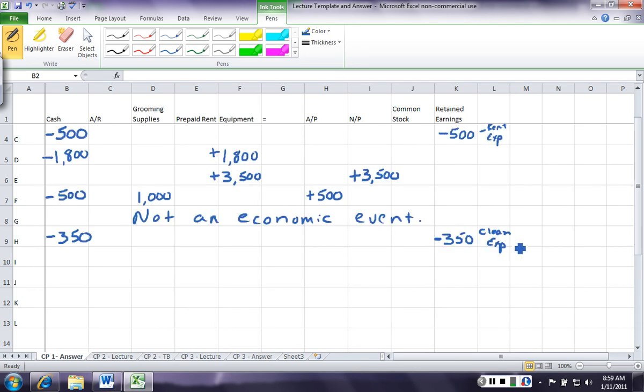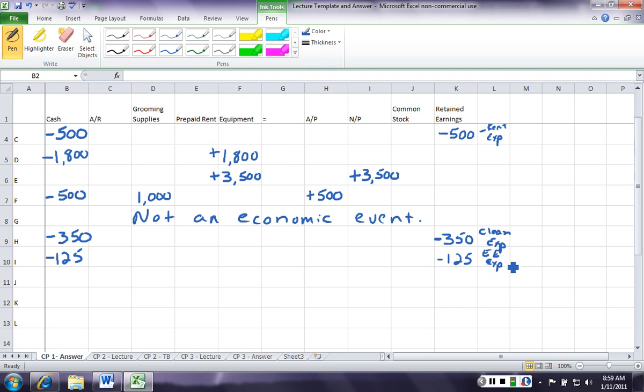Cleaning expense. On November 19th, Carmen is paid, so now you get to pay that employee $125. So minus $125 in cash, and minus $125 in retained earnings for employee. It would be salaries or wages expense. The chart of accounts is posted under course content.